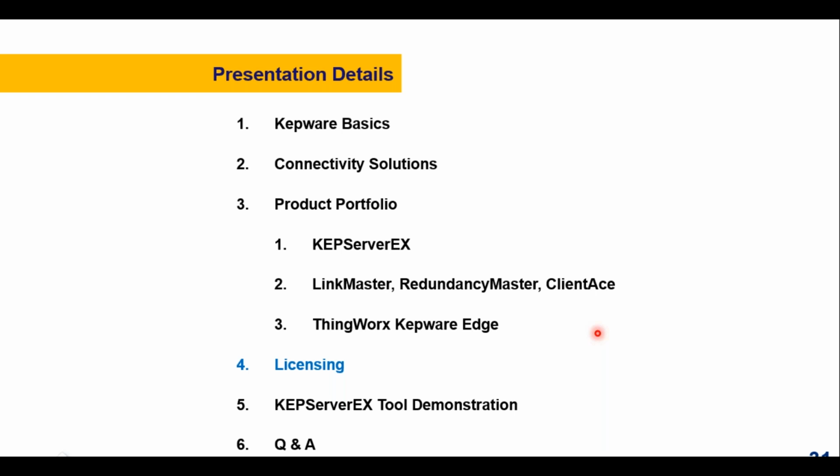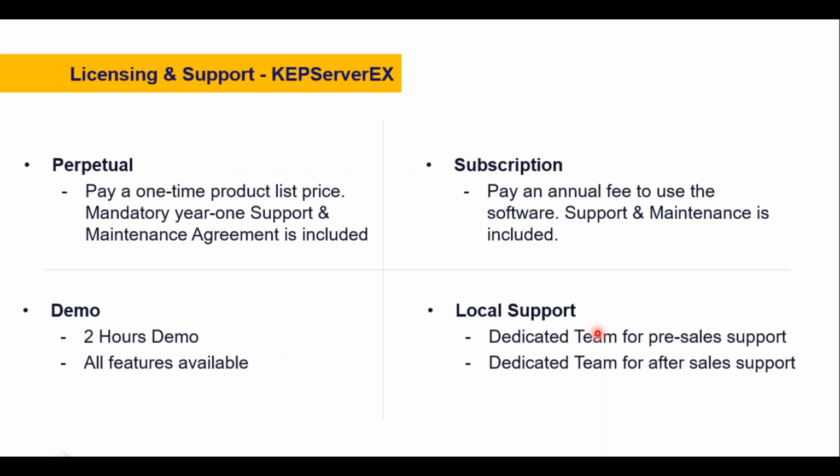Next point is related to the licensing part. Possibly you know that KEPServerEx comes with two types of licensing models. One is a perpetual licensing, and the other is a subscription. In perpetual, you pay a one-time licensing fee, and this is included with a mandatory 1 year support and maintenance agreement. For the 1 year agreement it is included, but it's a one-time product cost.